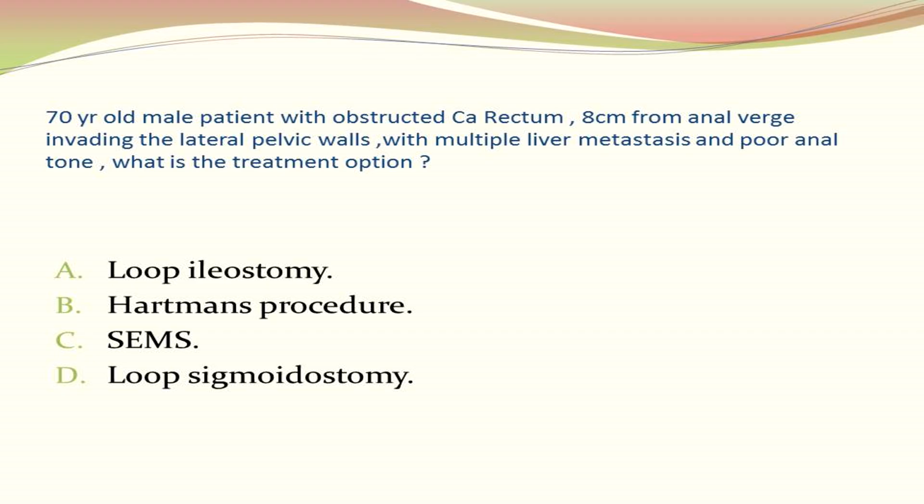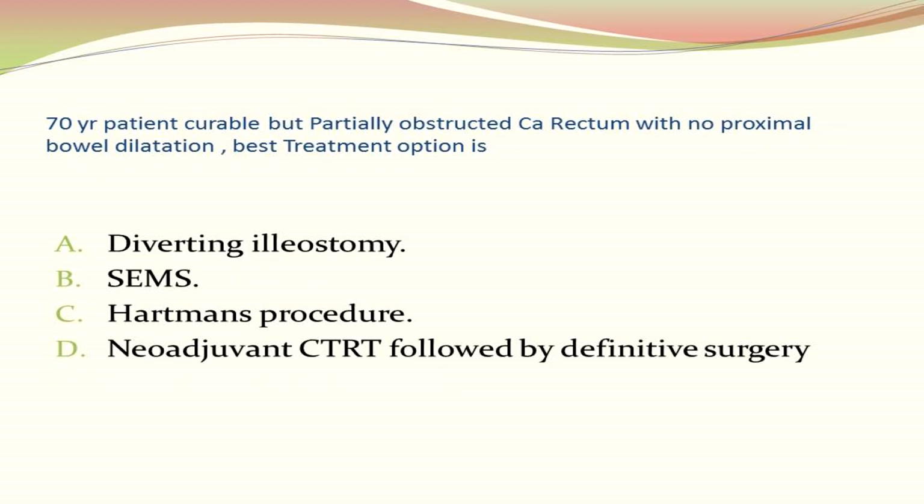70-year-old male patient, obstructed CA rectum 8 cm from the anal verge, invading lateral pelvic wall, multiple pulmonary metastases. What is the treatment option? ये बताया, हो गया शायद. 8 cm from anal verge, ये दूसरा है, 8 cm from anal verge वाला है. ठीक है, skip this.